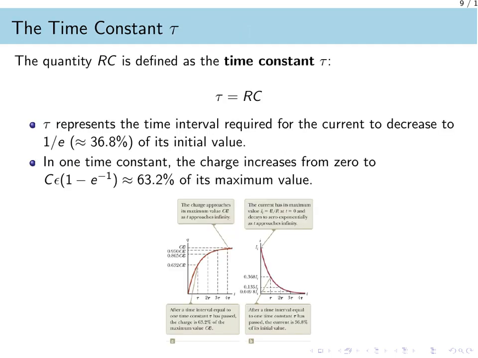A critical parameter in these equations is the product of resistance and capacitance, which we define as the time constant, tau.